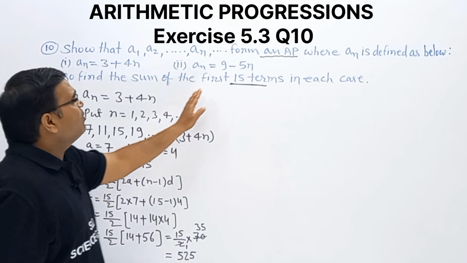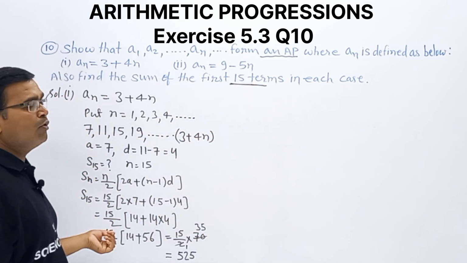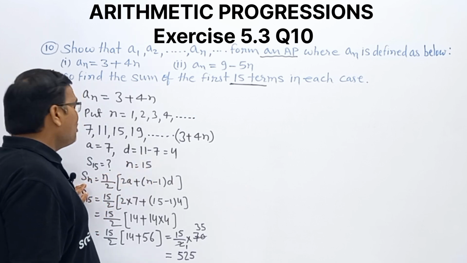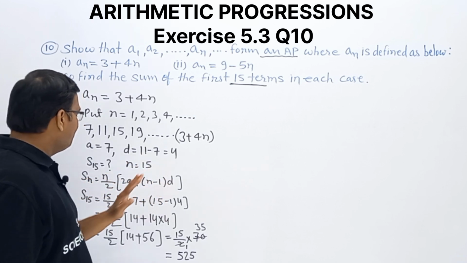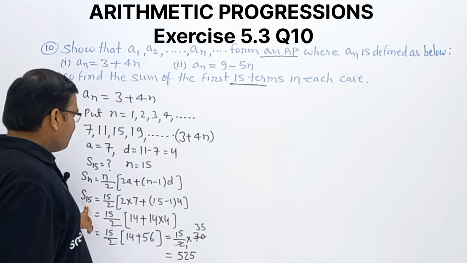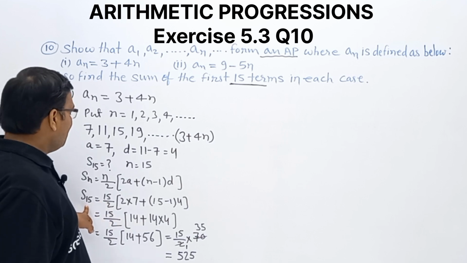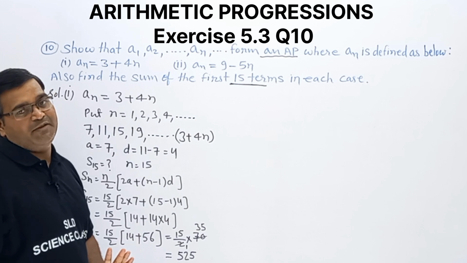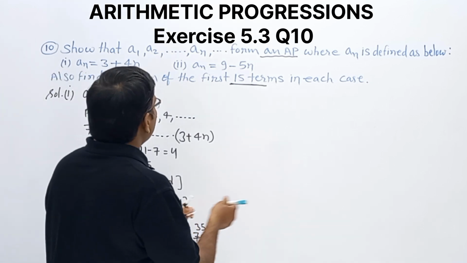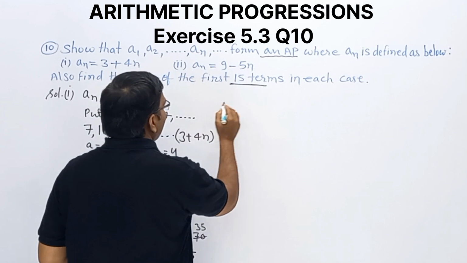We require the sum of the first 15 terms, as 15 we want, and value of n will be 15. So the sum of nth term of an AP formula we will use, put the values and solve, then we are getting the sum of first 15 terms of this AP will be 525. This is the required answer. Now the same process we will follow in the second one.